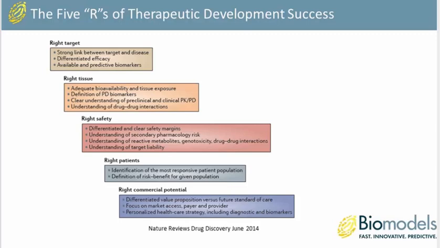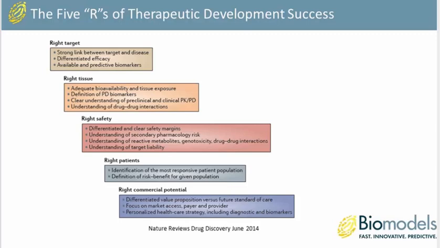So this brings us to the 5 R's of therapeutic development success. We want to find the right target in the right tissue with the right safety, importantly identify the right patients, and have the right commercial potential. So this is sort of the sum-up of this preclinical oncology developmental pipeline.